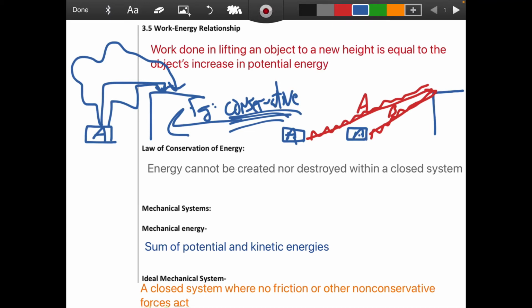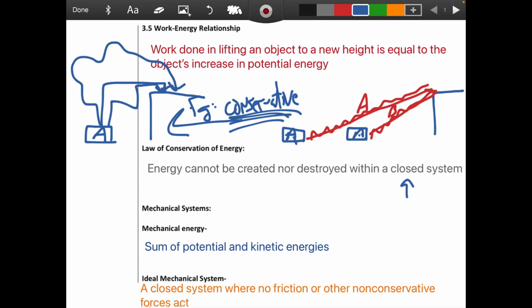So the law of conservation of energy says energy cannot be created nor destroyed within a closed system. And what a closed system is, is that no outside forces act. And we've looked at that when we've talked about dynamics and Newton's second law.